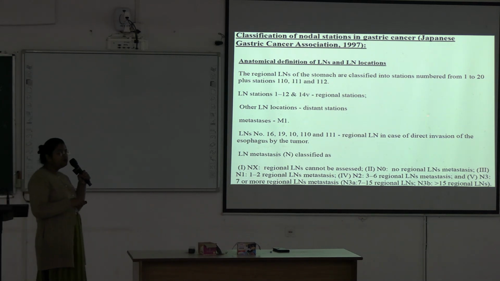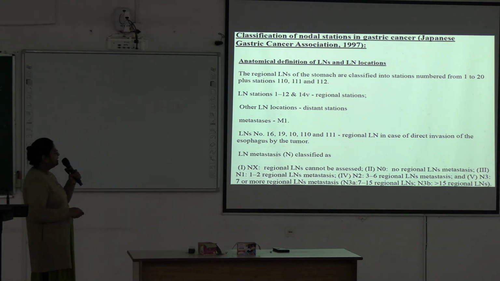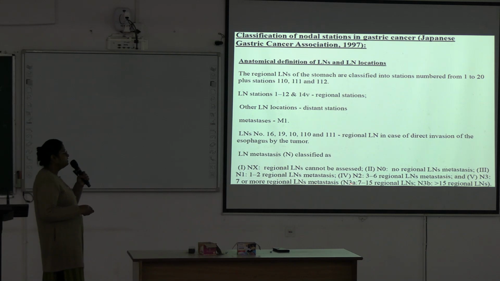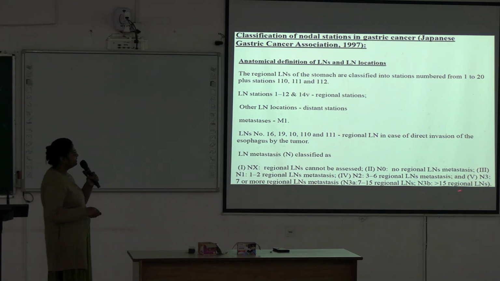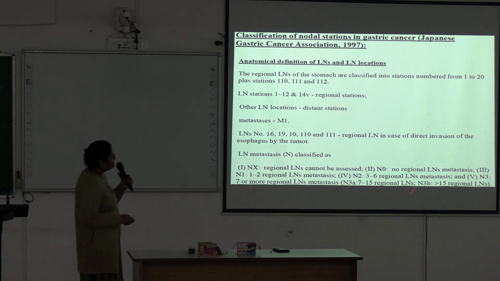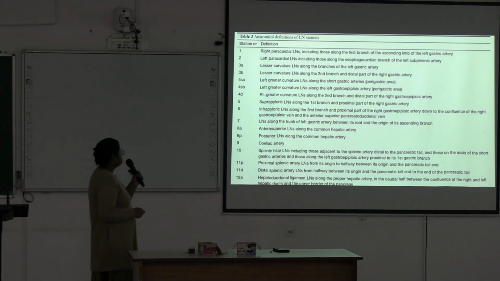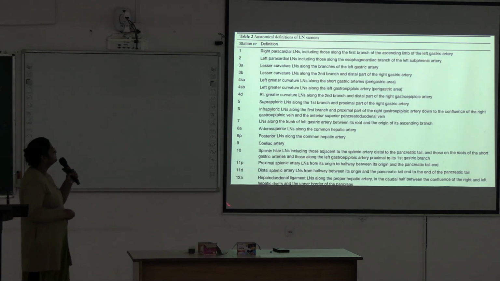We have discussed 1 to 12 and 14V. And N2 means 3 to 6 regional lymph node metastases have occurred. N3 is 7 or more regional lymph node metastases. N3 is again divided into N3A and N3B. N3A is 7 to 15 regional lymph node metastases, and N3B is more than 15 regional lymph node metastases. That means all the lymph nodes are involved. Next, these are the stations.